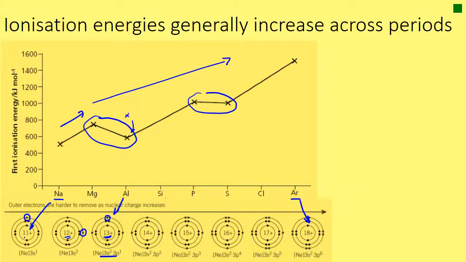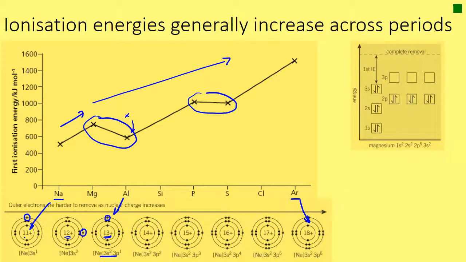Well, that's explained by the electronic structure. So let's have a look at the electronic structure first of magnesium. Okay, so magnesium obviously is 1s2, 2s2, 2p6. So first and second shells are completely full, and magnesium is the second element along period 3, so it's got two 3s electrons. That's them marked here.